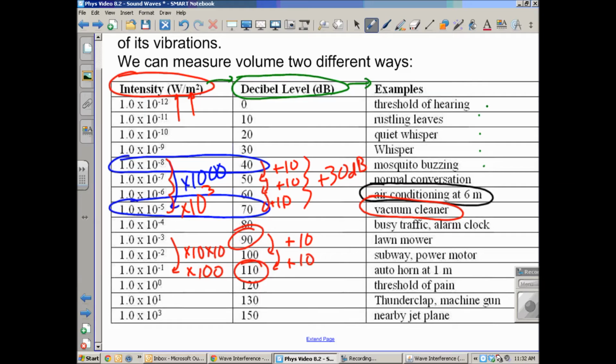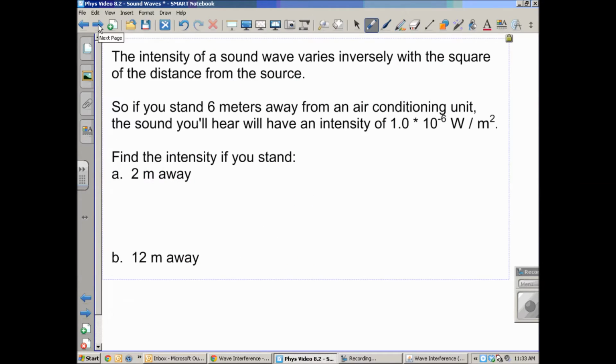There are two ways to measure volume: by intensity or by decibel level. And as either of those things go up, it means your volume is going up. Now, the intensity, the volume of a sound, varies inversely with the square of the distance from the source. In English, that means the farther away you are from a sound, the less loud it seems to be.